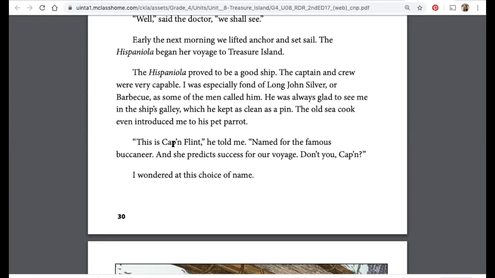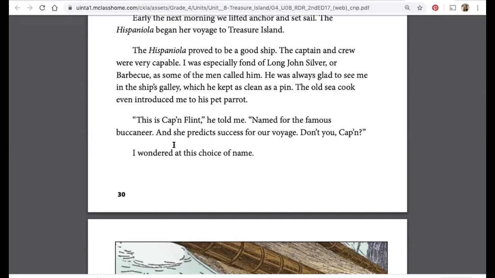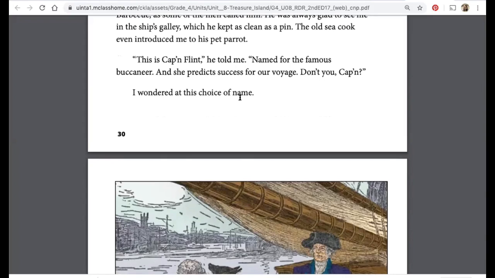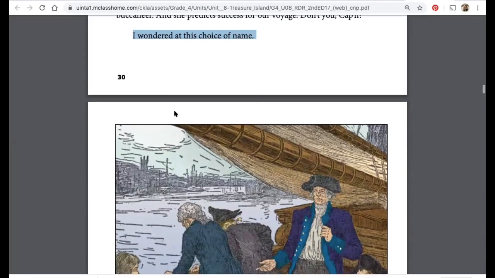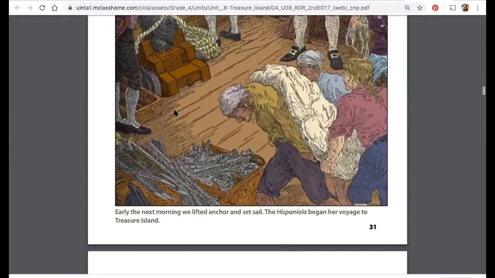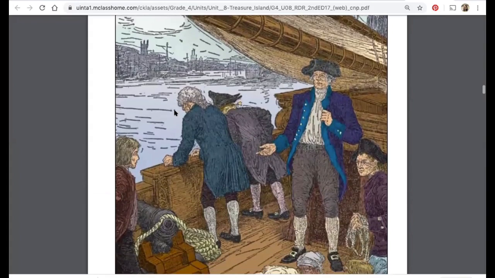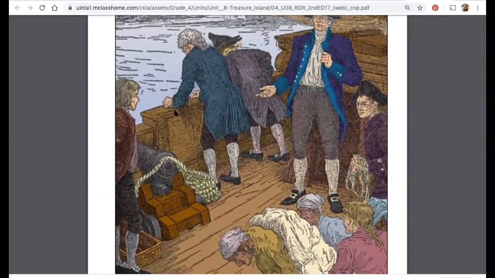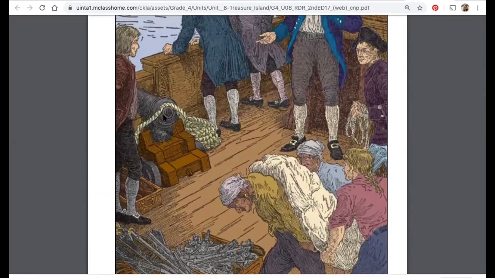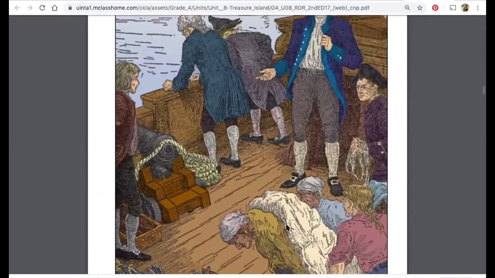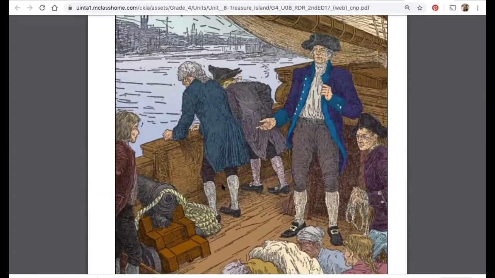If we go back and think, Captain Flint is a pretty ferocious captain or pirate back in the day. So now Jim Hawkins is wondering at the choice of the name. Why is he naming his parrot that? All right, here is our picture here. The captain's looking around, kind of hesitating about what they're doing and where they're putting the guns. They look interesting. There's Jim.